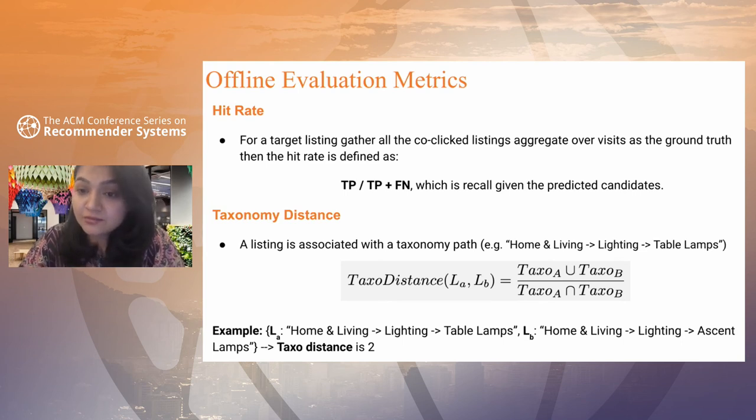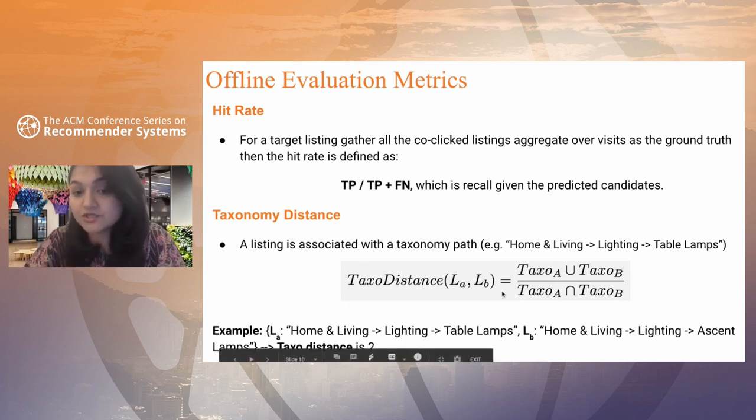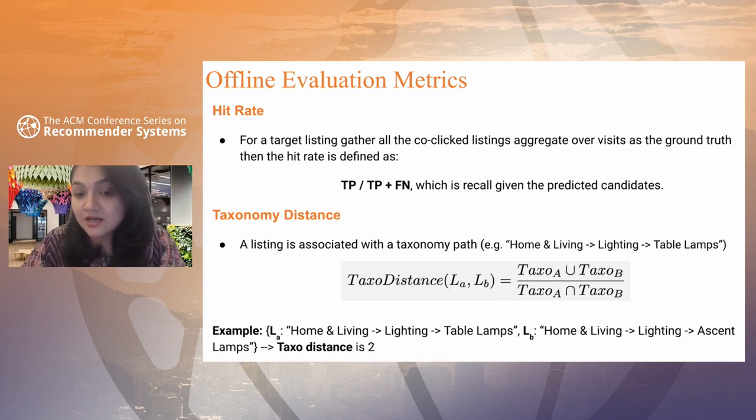For each item or product, we also have a taxonomy path associated. So for example, for a table lamp, the taxonomy path might look like home and living, then lighting, and table lamp. For given two listings, we calculate taxonomy distance based on this simple equation shown here, essentially the union of the taxonomies between the two listings divided by the intersection. And that gave us some kind of sense of how similar the candidates are given a target listing.